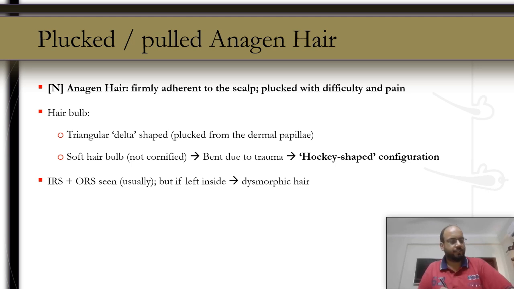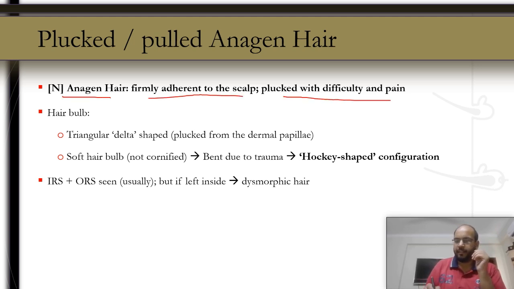Let's discuss each of the different hair types in a bit more detail. Plucked and pulled anagen hair. Normal anagen hair is firmly adherent to the scalp and is plucked with difficulty and pain. So when there's pain on plucking, you are actually plucking out anagen hair and that is causing pain.